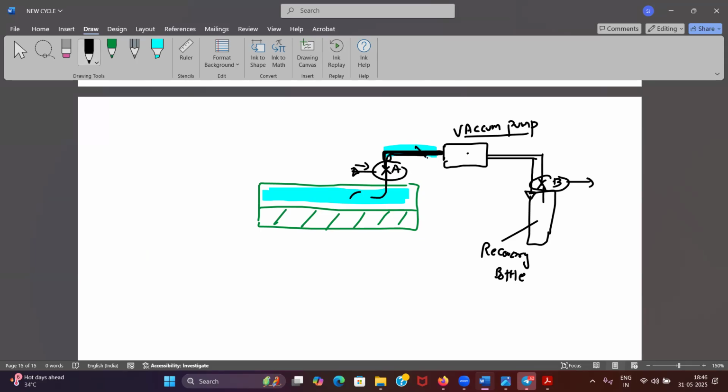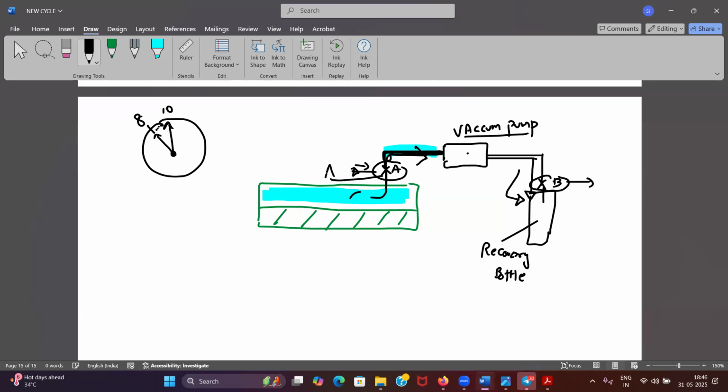Agreed? Yes, sir. Air will be sucked and it will be sent to the recovery bottle. And you have to keep an eye on the pressure gauge. Yes, sir. Okay. So before it was showing 10 bar, now this is 8. So this pressure will be dropping now. Yes, sir. As soon as you reach 8 bar, you have to stop.